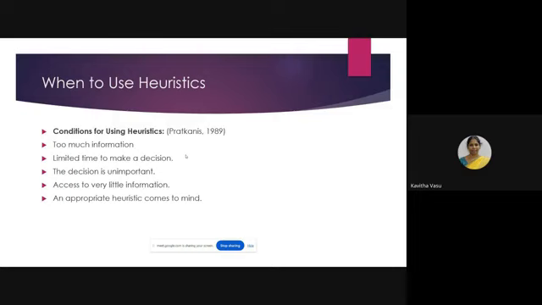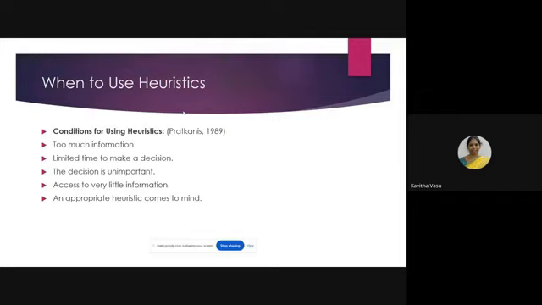Next, when to use the heuristic: this outlines conditions where heuristics are effective. This is the reference I have taken from your book, Pratkanis, who introduced heuristics in 1989. First, too much information, which means simplified decision making when overwhelmed by data. When we have too much information, at that time we can apply it. Then limited time to make a decision. We have only a short time, but we have to take the decision. It provides a quick approach when time is constrained.